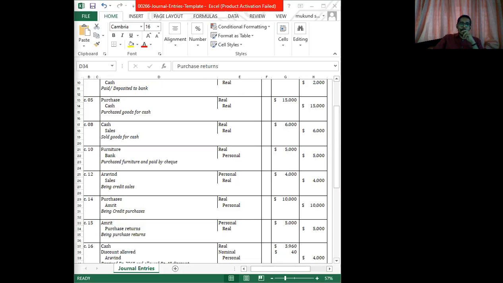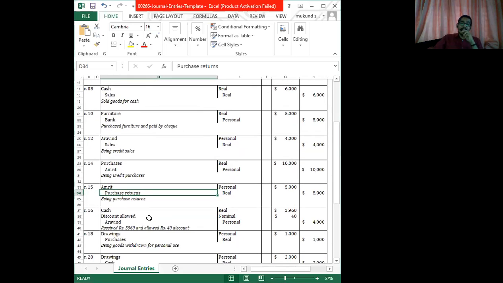He received from Aravind rupees 3,960 in full settlement. Okay. So please rewind the transaction on December 12th. Sold goods to Aravind rupees 4,000. You see, right? So he is our debtor and he has paid only 3,960 to us. And what is the balance 40 rupees, where did it go? Because we have allowed discount, right? That is why it has been shown as 3,960.